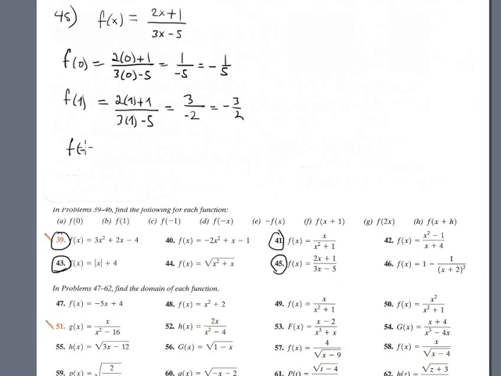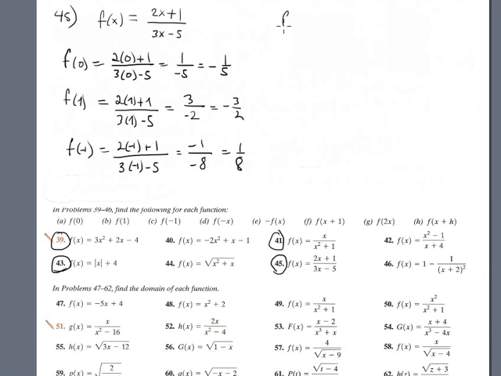f evaluated at negative 1 is 2 times negative 1 plus 1 over 3 times negative 1 minus 5. Negative 1 times 2 is negative 2. Negative 2 plus 1 is negative 1, over negative 3 minus 5 is negative 8. And negative divided by negative is positive. 1 over 8.